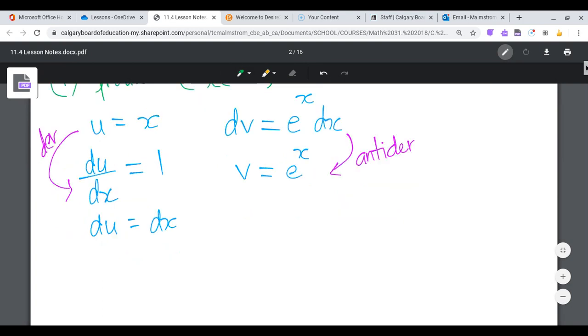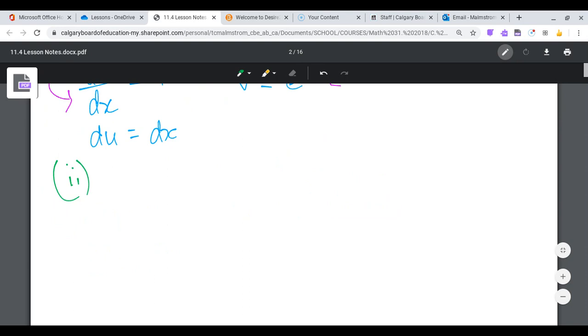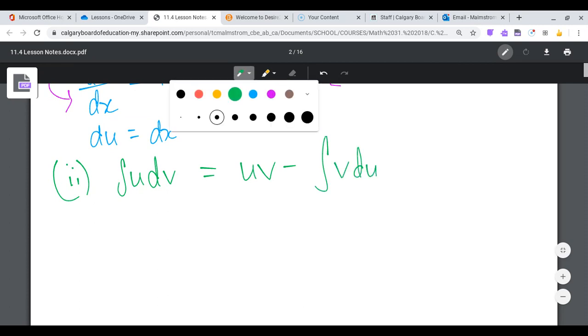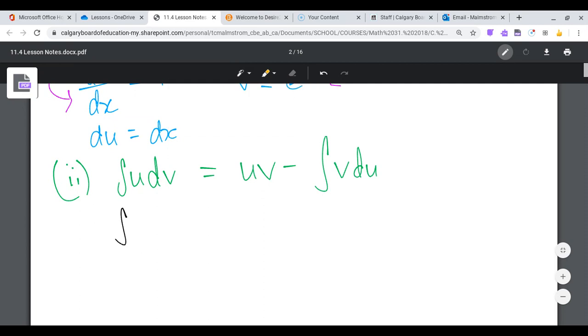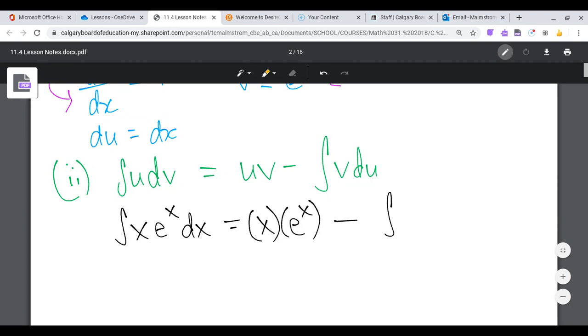All right, step 2, we're going to put this into our formula. Okay, my formula is the integral of u dv is equal to u multiplied by v minus the integral of v du. Then you substitute in everything we just found. The integral of u dv should look like my original question. So I have the integral of x e to the x dx is equal to, we said u was x, and the antiderivative of e to the x is e to the x, minus the integral of v, which is e to the x, and du, this guy right here, is dx.